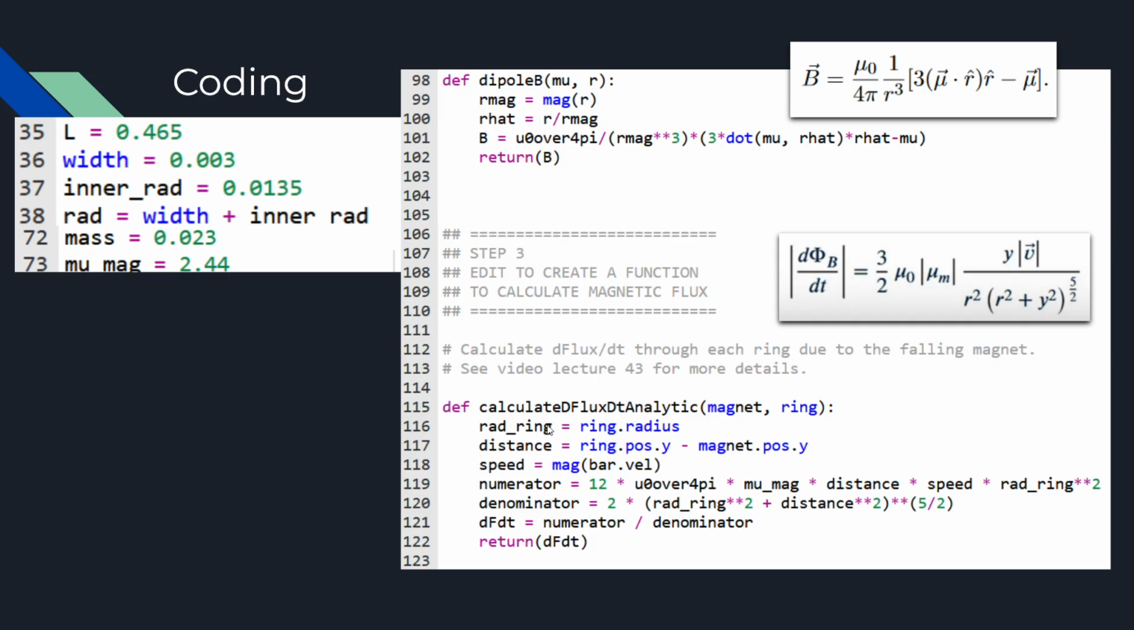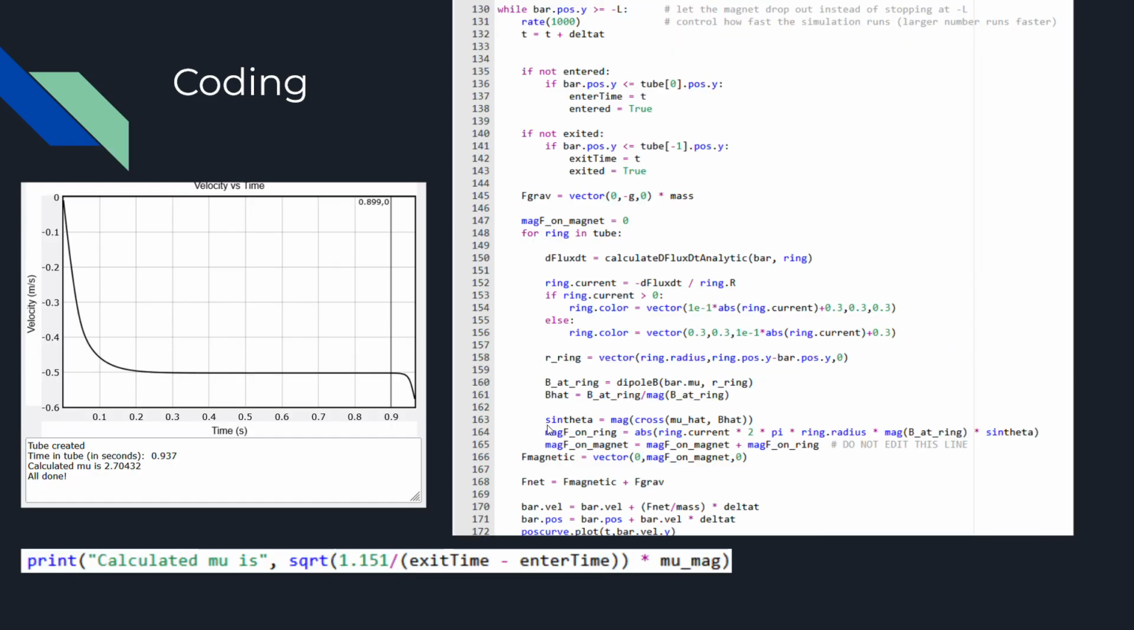from Faraday's law. And then what the code does is it updates the magnet's position and velocity every 0.001 seconds, and it loops through that until the magnet leaves the tube. So it updates the magnetic field, all the flux, all the currents, all that every 0.001 seconds, and then it gives us the time. So the calculated time from that is 0.937. The actual time was 1.151.